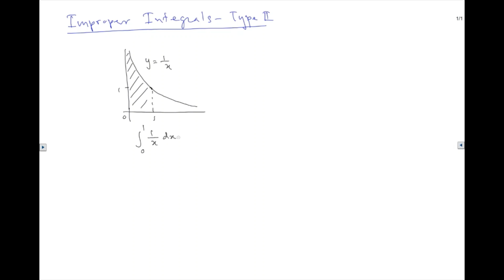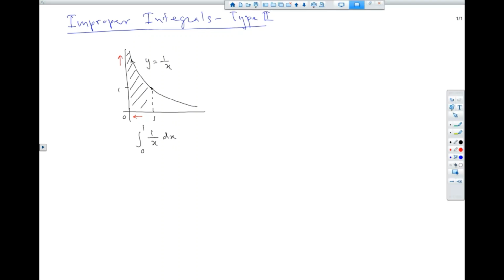But you can see that now there's a problem. When x reaches 0, the function is not defined, so you're going to get a vertical asymptote. You can see that the function goes to infinity when x reaches 0. That's one situation. The question is, what is this area below the curve, whether it's a finite number or not.